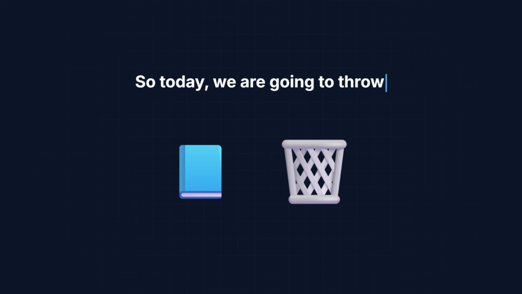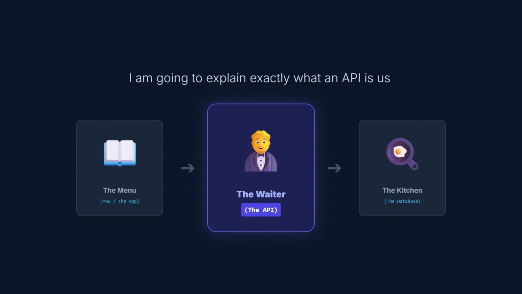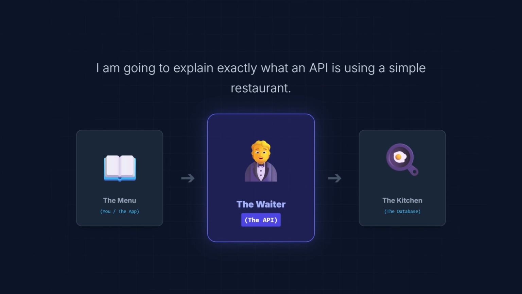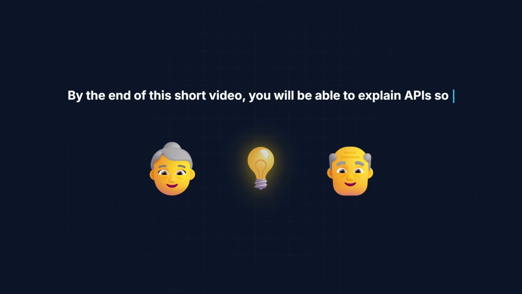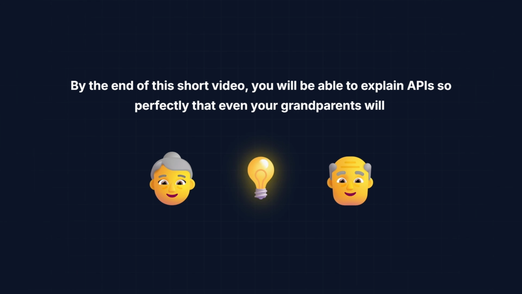So today, we are going to throw the textbook in the trash. I am going to explain exactly what an API is using a simple restaurant. By the end of this short video, you will be able to explain APIs so perfectly that even your grandparents will understand it. Let's dive in.